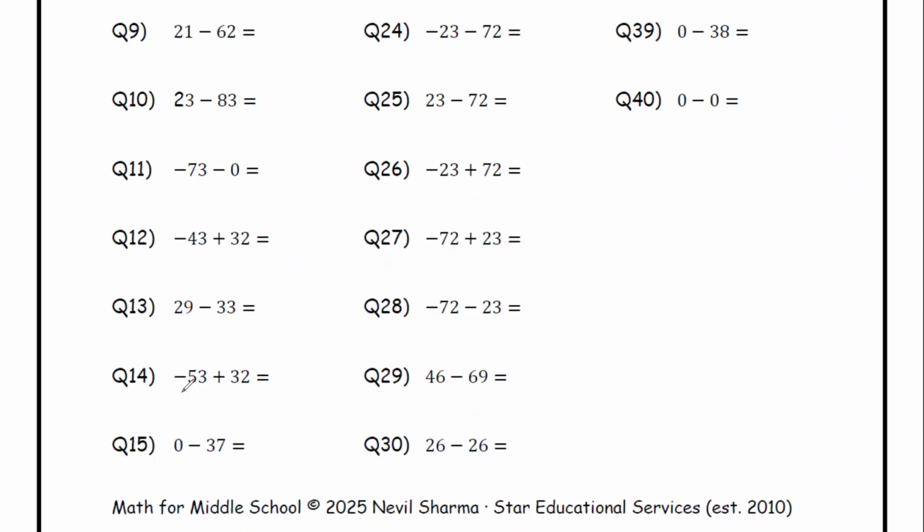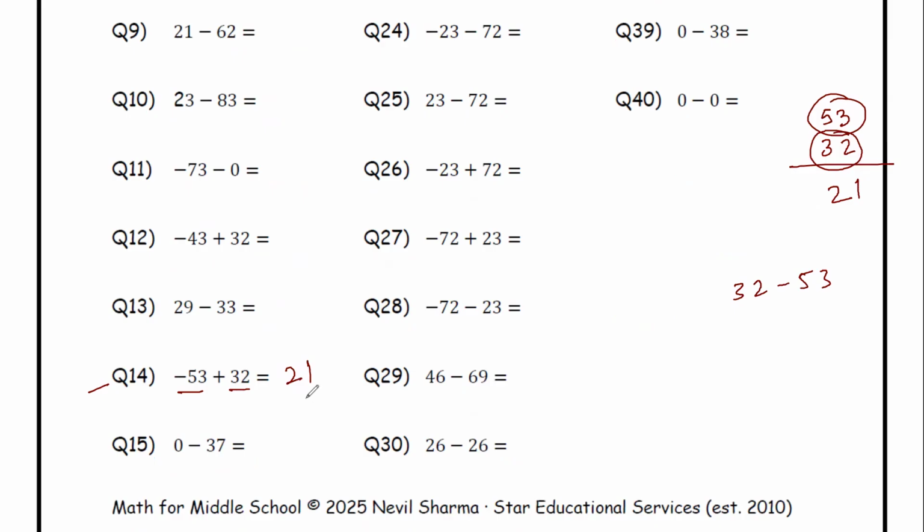Negative 53, 32. The difference is, so always take the bigger number on the top. Even if it was 32 minus 53, take the bigger number on the top and the smaller number at the bottom. That's how you can do your subtraction. So 21.